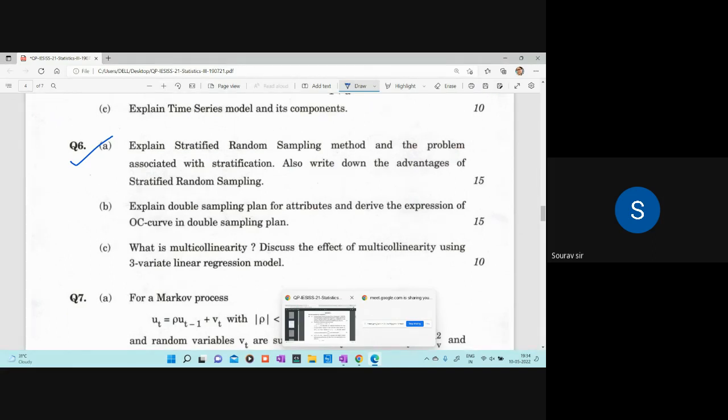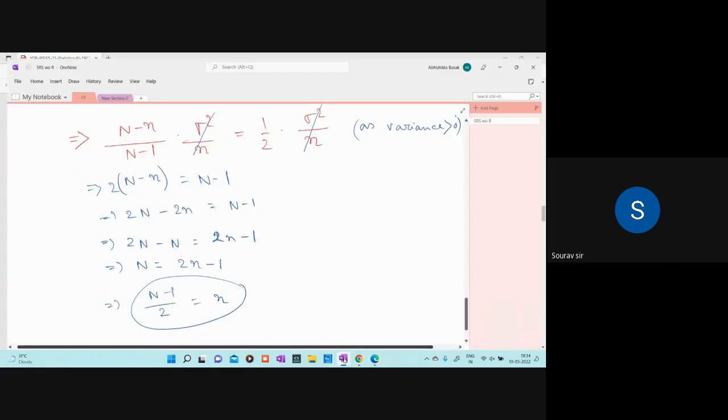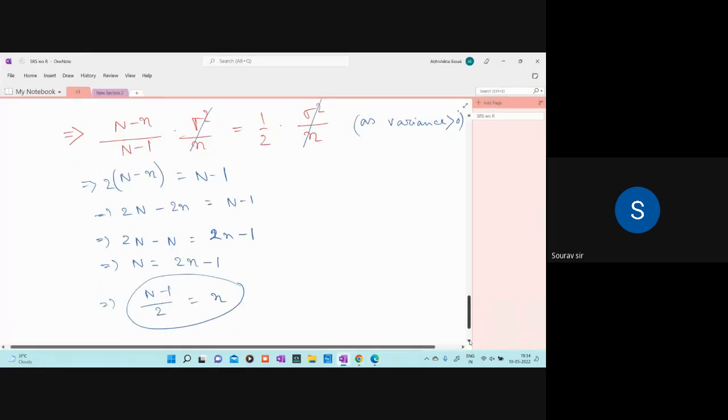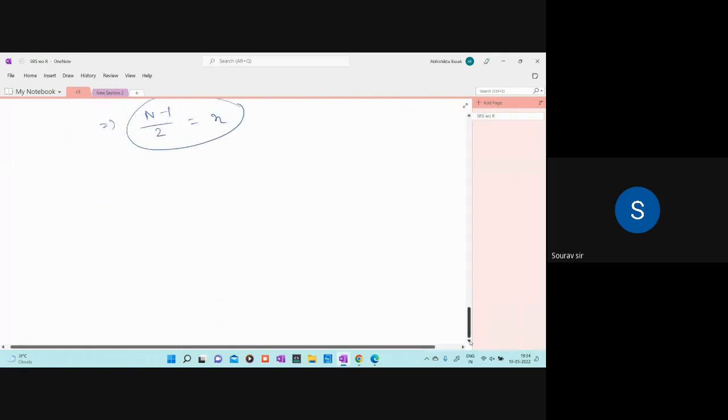Okay, can you tell me the stratified random sampling? All of you know stratified random sampling, I guess? Yes, ma'am. Okay, so we shall discuss this thing. The question says, what is stratified random sampling? So can anyone please tell me what you mean by stratified random sampling?